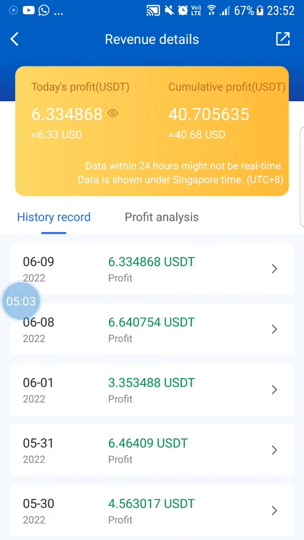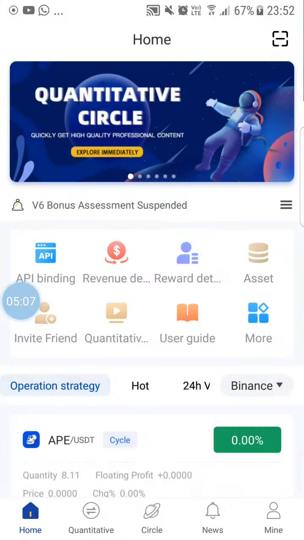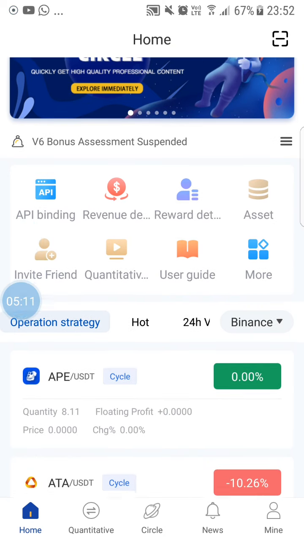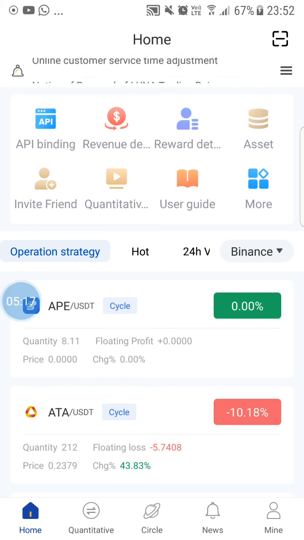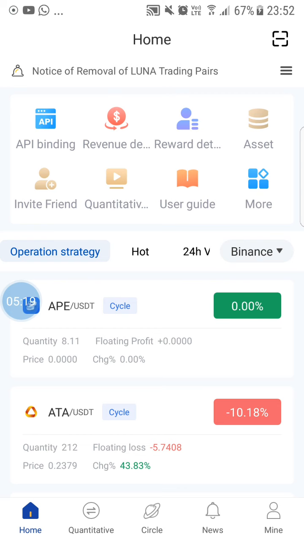$15. Now let's come out of this and go to this ATA to show you that gas fee. Now when I come here, you can see ATA just below APE. You can see that there's a 43% difference in the last 24 hours performance of this. So now let me click on it.